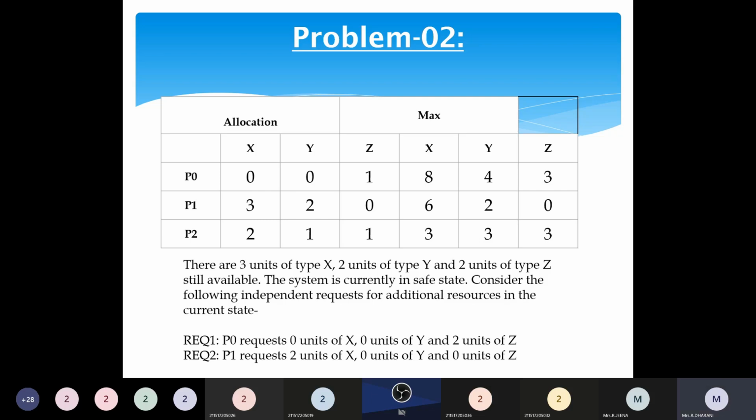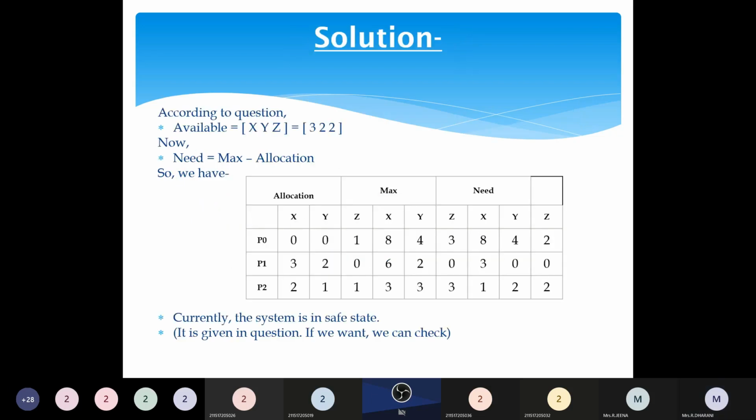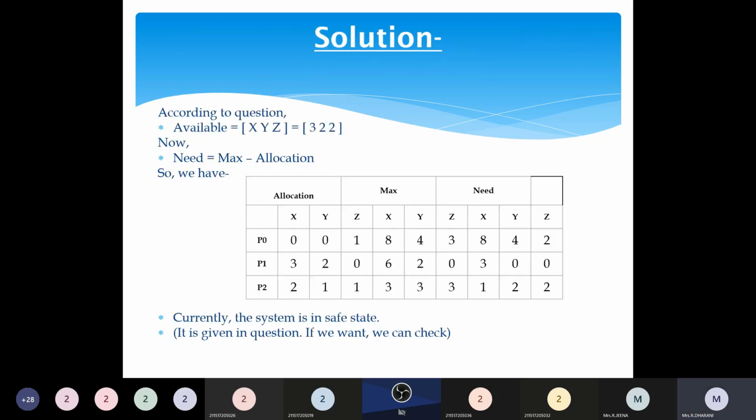Okay. So need of P0, P0 is equal to 0, 0, 2. When you subtract 8 minus 8, 4, 3 minus 0, 0, 1, you'll get... So according to the question, available is equal to 3, 3, 2. So maximum minus allocation.